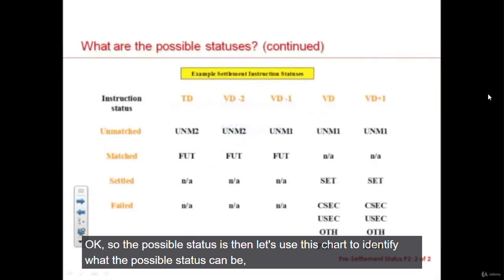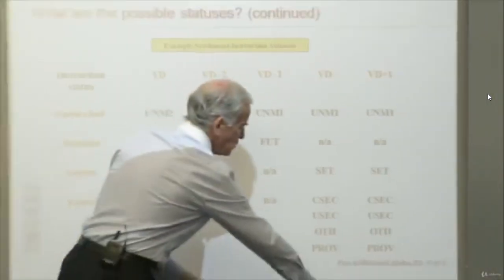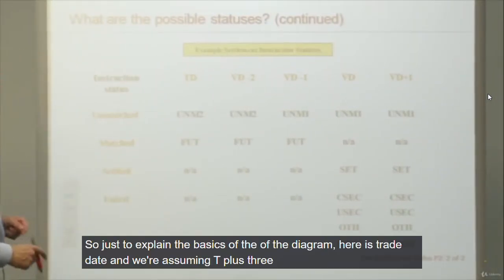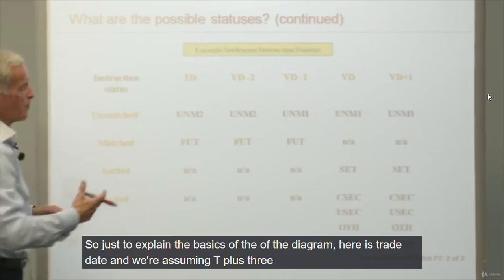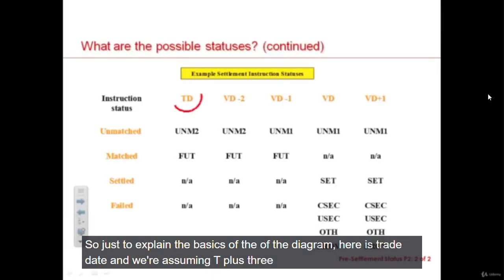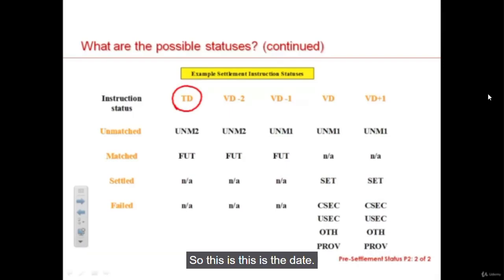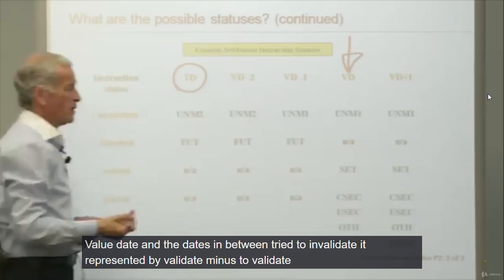Okay, so the possible statuses then. Let's use this chart to identify what the possible statuses can be. Right, so just to explain the basics of the diagram, here is trade date, and we're assuming T+3 value date. So this is the all-important date here, value date.